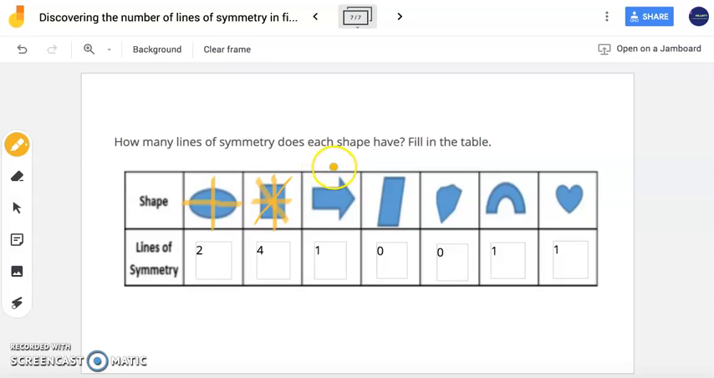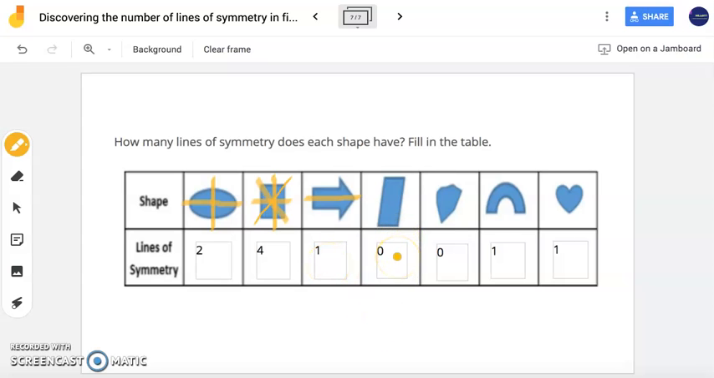Now we have an arrow. If you were to draw a vertical line right through this arrow, you're going to find that to the left and the right of it, you have different amounts. So instead, I'm going to take a closer look and think about if there's another way I can do this. So let's try a horizontal line this time. And by drawing a horizontal line, I find that we have exactly the same amount above and under. Therefore, there's one line of symmetry.